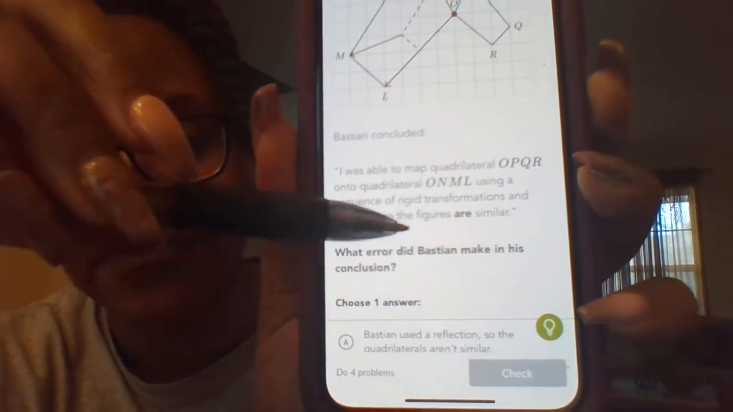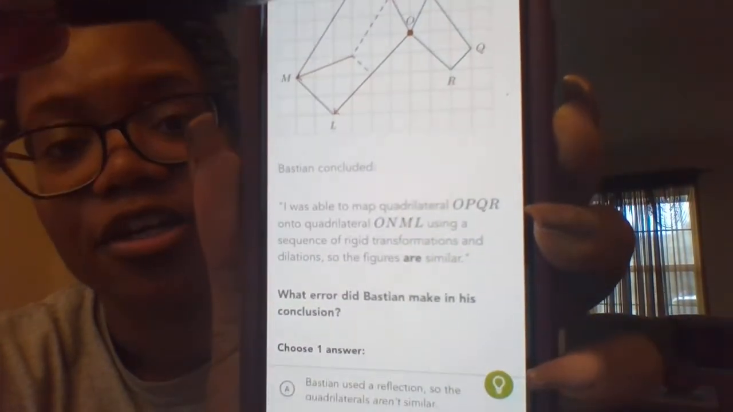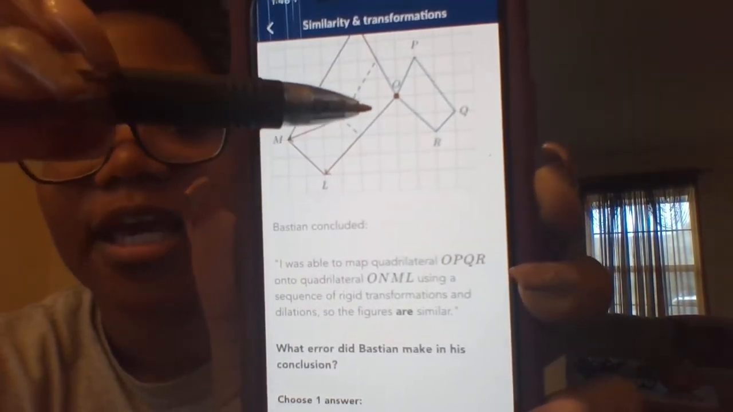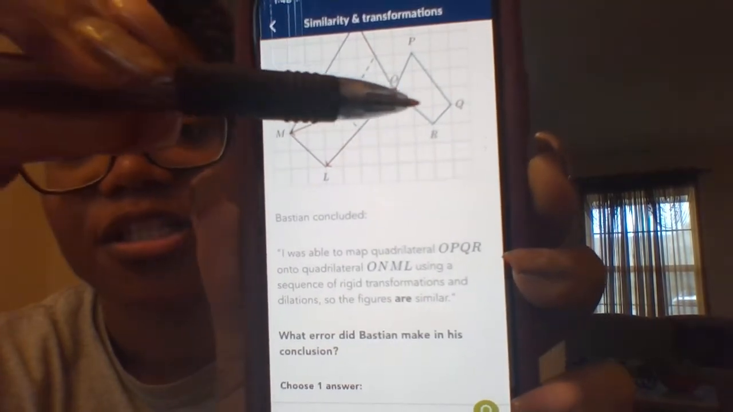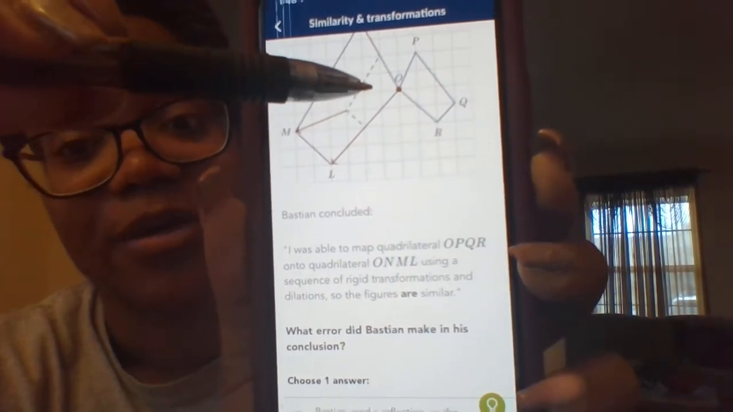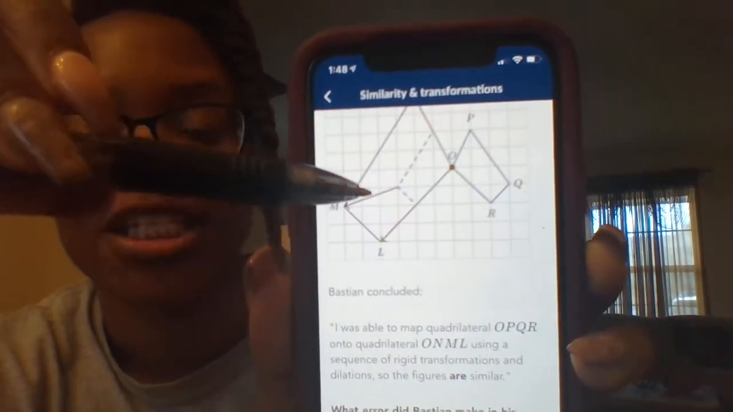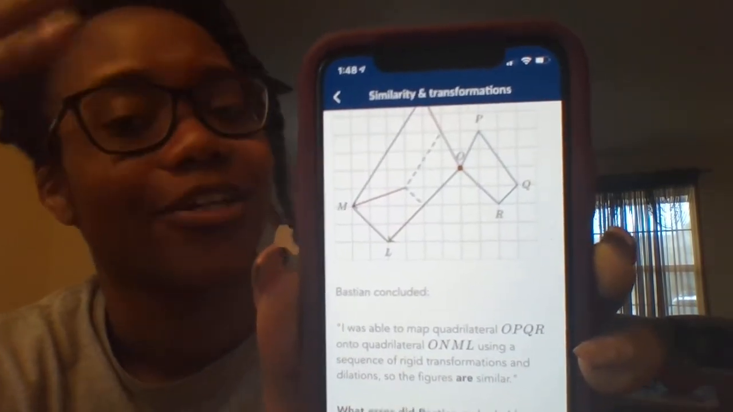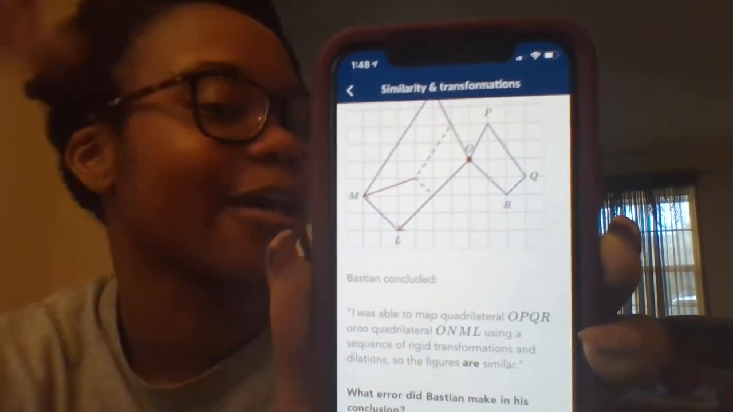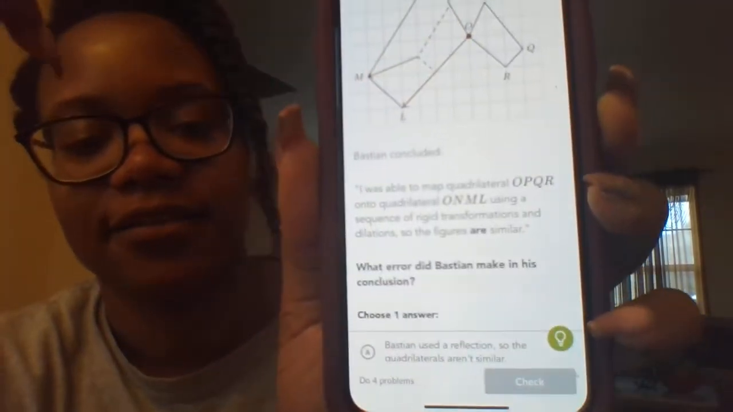And now he's saying that the figures are similar. So again, congruent means they're exactly the same. If we would have just done a rigid transformation, such as the reflection he did here, they would be exactly the same, so they would be congruent. However, because of the dilation, the size has now changed. So they are similar. They look almost the same, but not quite, because their size is different.